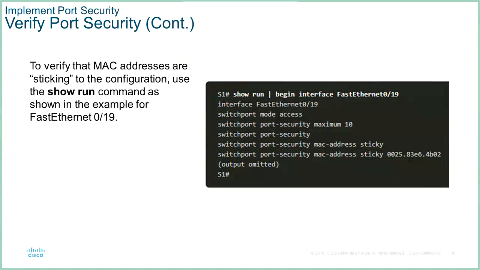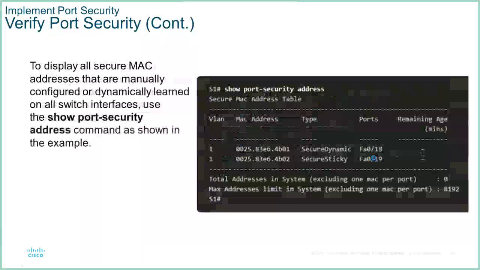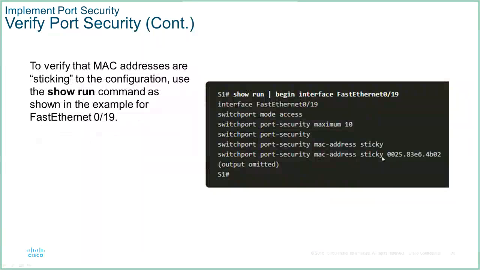If we have sticky turned on, each time we have a new device plug in, we'll get this line being added. This tells us that this MAC address was entered into the configuration via the sticky command. Alright, so we know it's a dynamically learned MAC address, and it will put these entries in until it hits the maximum count.